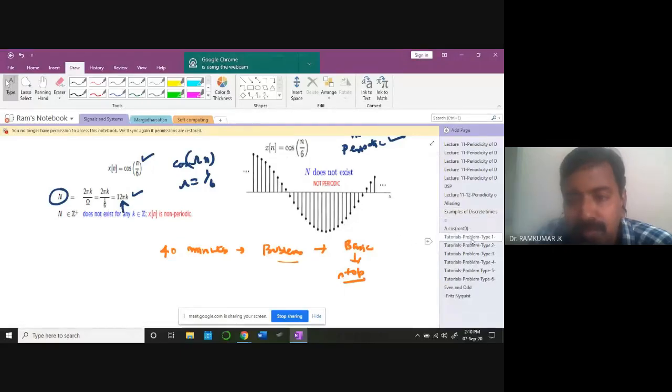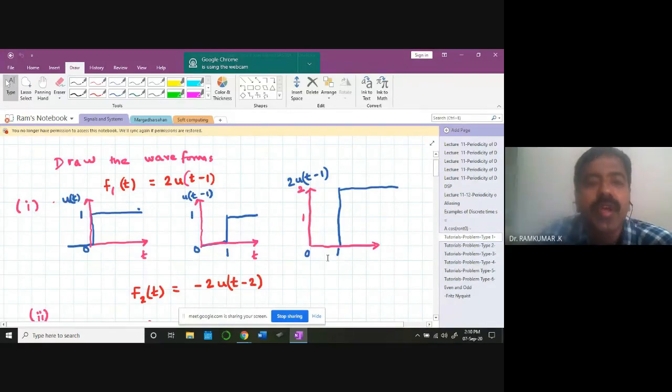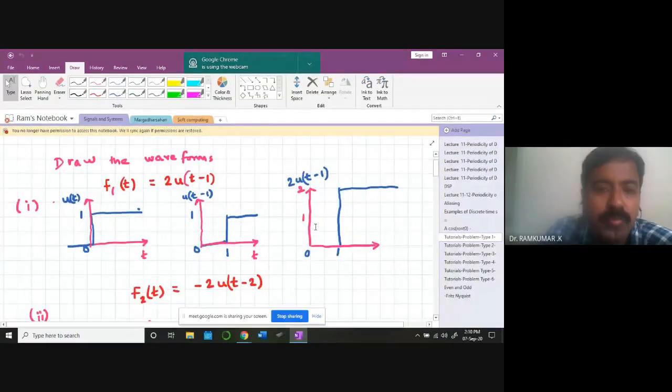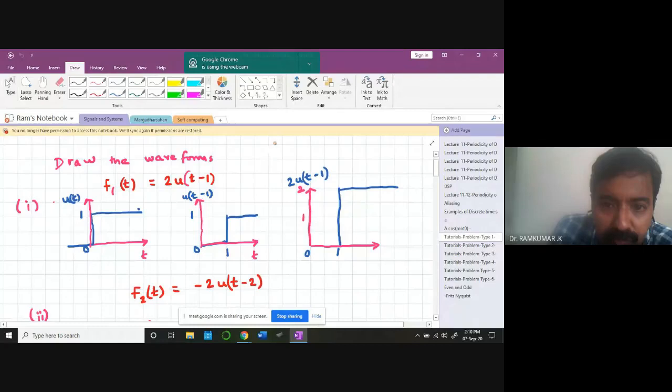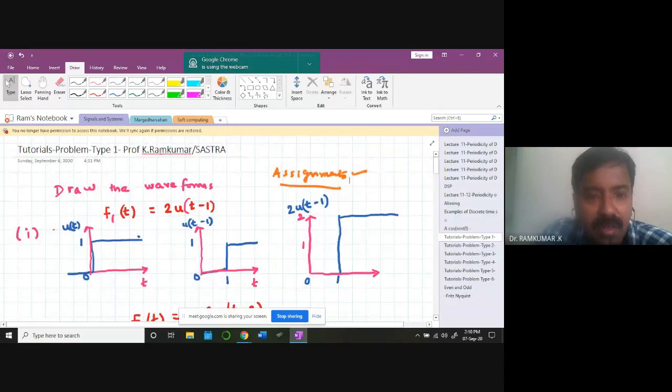For the first problem, take down the kind of problems. If you have a notebook in hand, try to draw these diagrams and think about this. This is problem type 1 I am giving you. This kind of problem you may get in the assignments also. The first assignment you will be submitting soon. I will be sending you the questions. For solving the assignment, these problems will be useful. The kind of problem you are going to get is type 1.